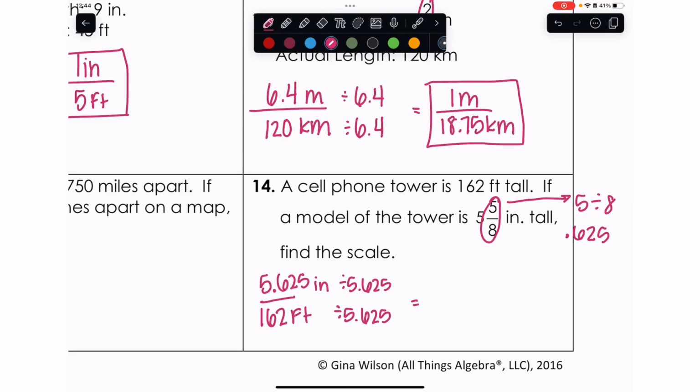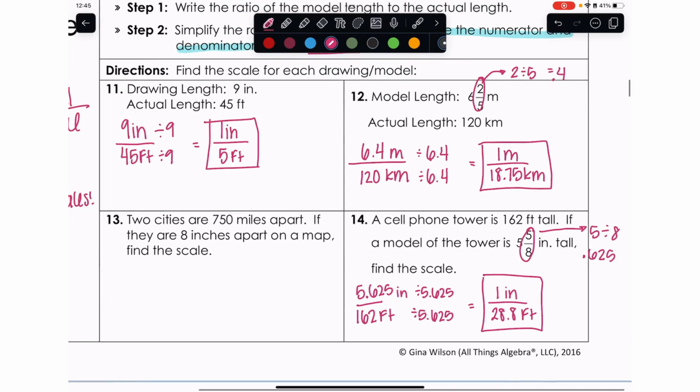So 5.625 divided by 5.625 gives me 1 inch, which corresponds to, and then we can type in 162 divided by 5.625. That gives me 28.8 feet. So there is my scale. 1 inch is 28.8 feet. Okay, so go ahead and try 13, and then we'll come around and give the homework, and that's it. Okay.